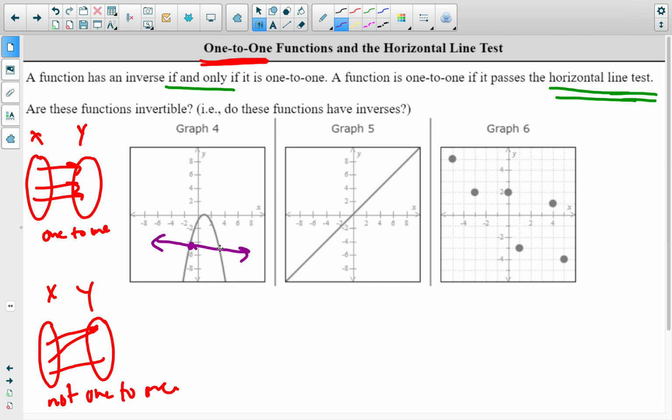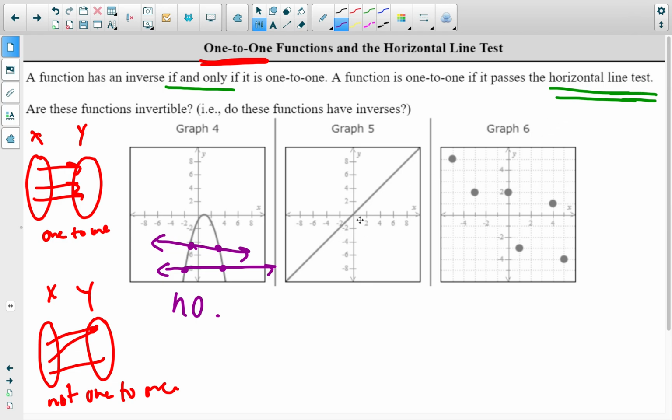No, it doesn't. If we pretend like that horizontal line was perfectly straight, pretend it didn't have a slope, all right? Maybe I could draw a better one here. There we go. There are several points where 2 ordered pairs would overlap with a horizontal line. So this is not invertible. It doesn't have an inverse because it doesn't pass the horizontal line test. Okay. Graph 5, does it pass the vertical line test? Yes. Okay, it passes the vertical line test, so we know it's a function.